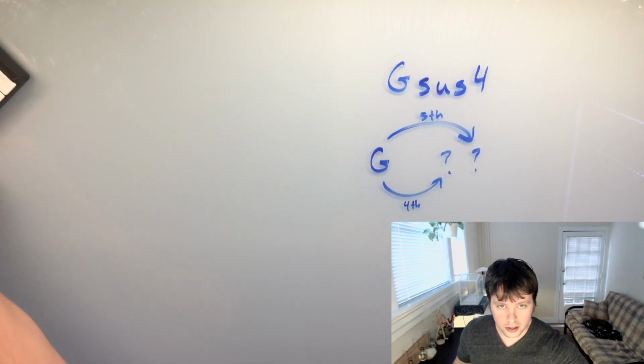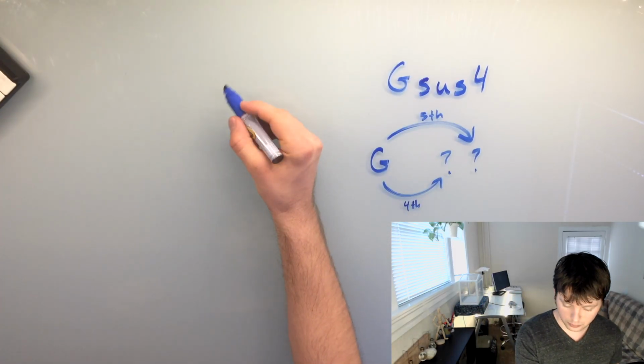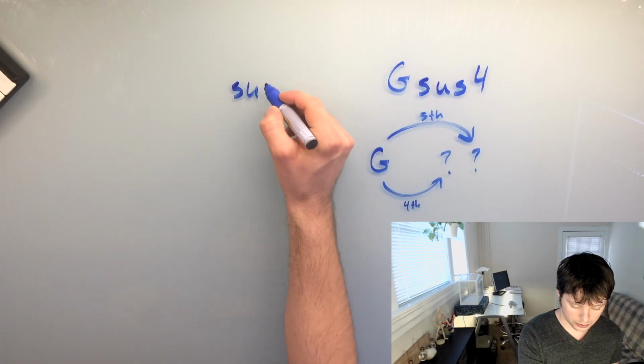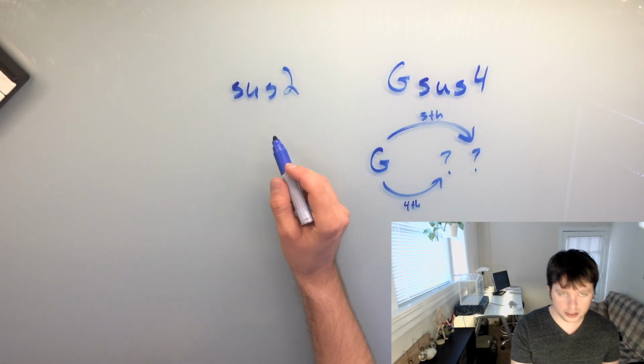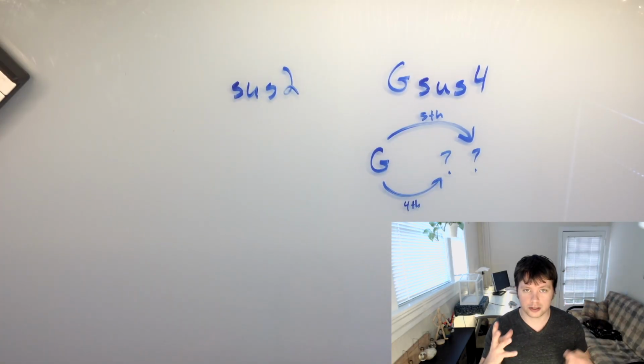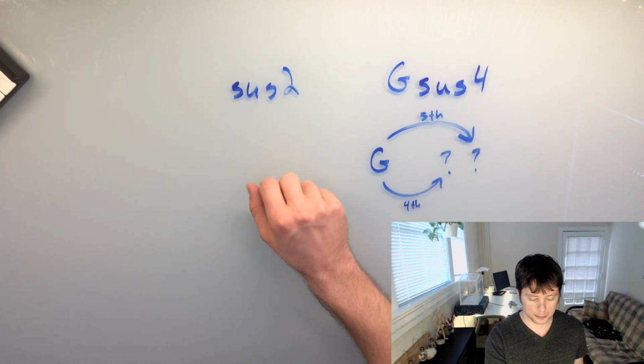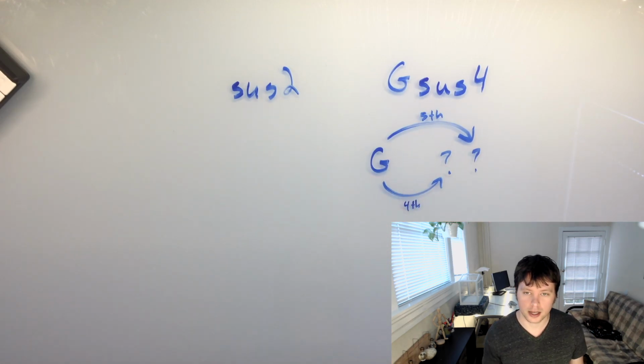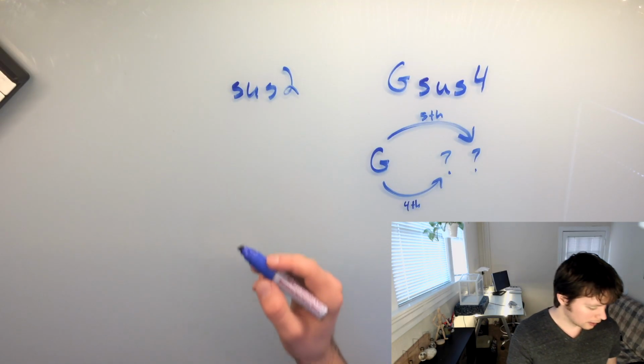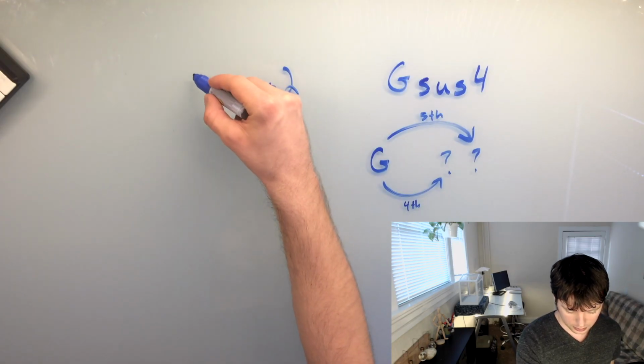Now, the other kind is what's called a suspended second chord, or sus2. This one's a lot less common. If someone says suspended chord, they're usually talking about the suspended fourth, not this one. If you wanted someone to play a suspended second chord, you would have to say that explicitly, like play a suspended second. But let's say an E suspended second.